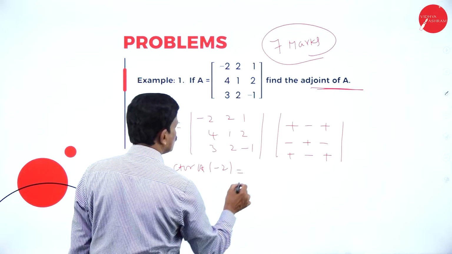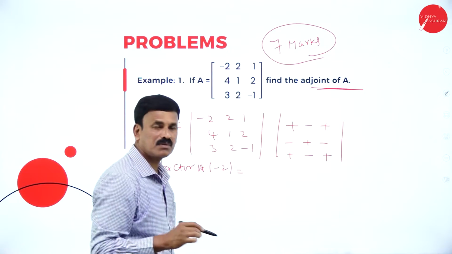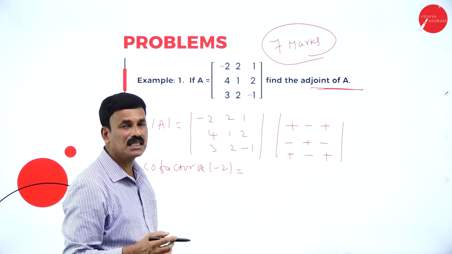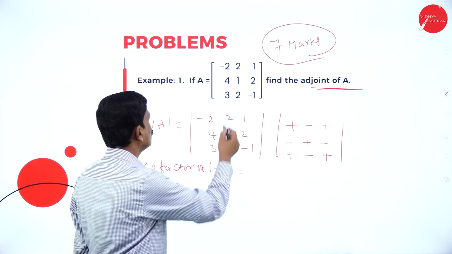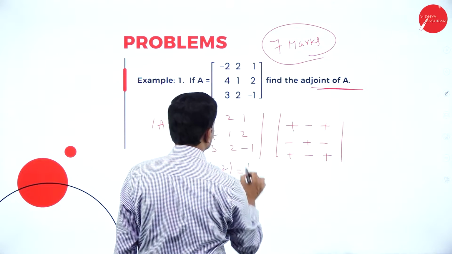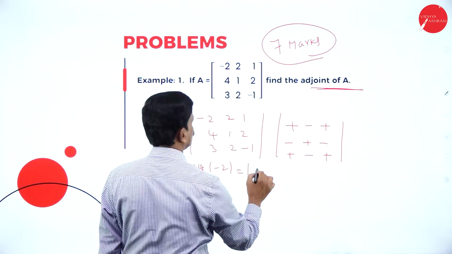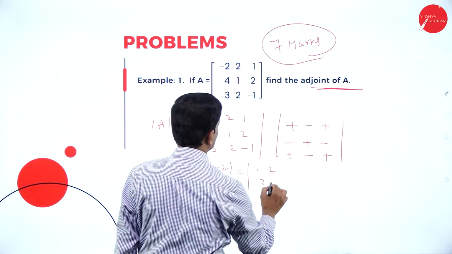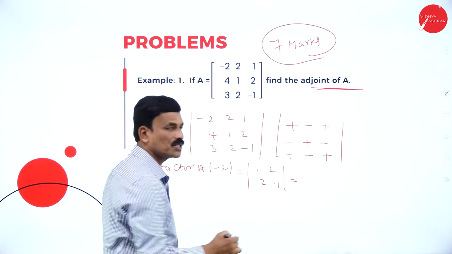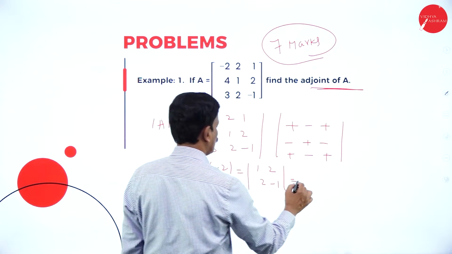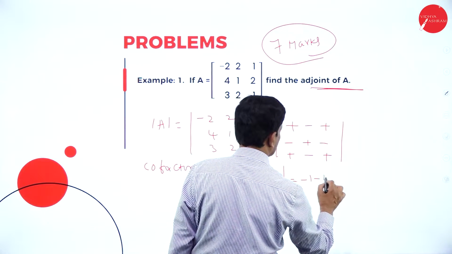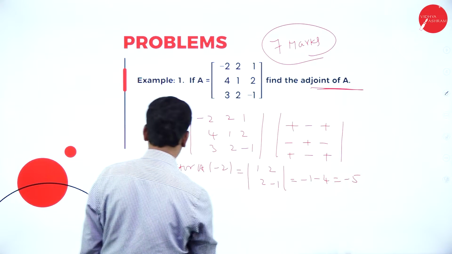The cofactor of minus 2 is equal to, let me explain one problem in detail, then I will go to the shortcut. Now the cofactor of minus 2: delete the row and column containing 2. What is left over is 1, 2, 2, minus 1. So this reduces to a 2 rows, 2 columns determinant. Simplify: 1 into minus 1 is minus 1, minus 2 times 2 is 4. This is equal to minus 5.